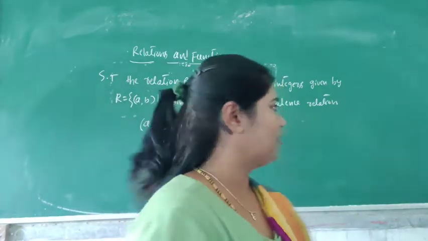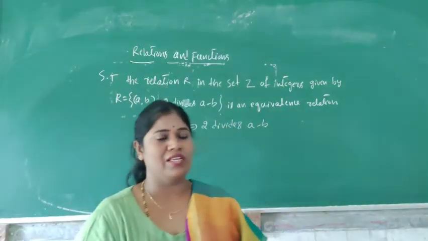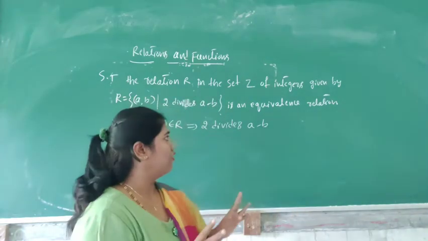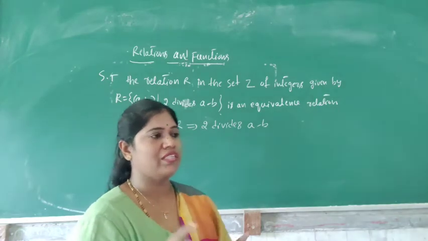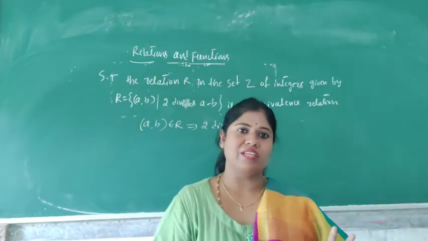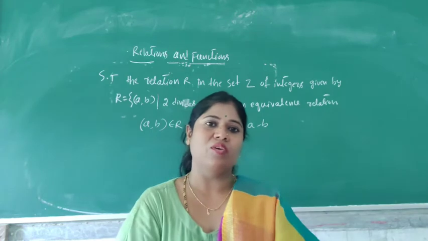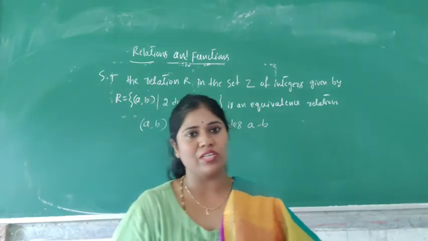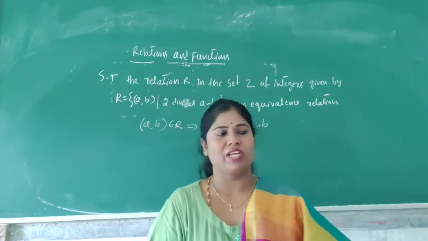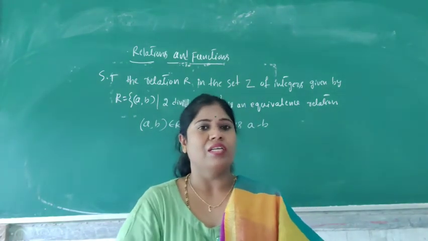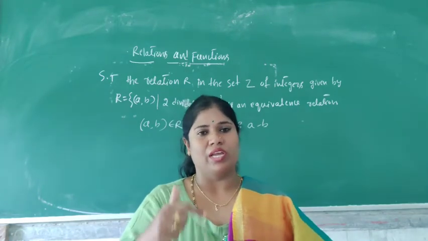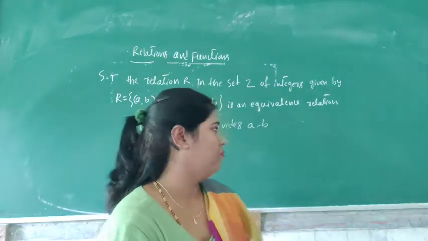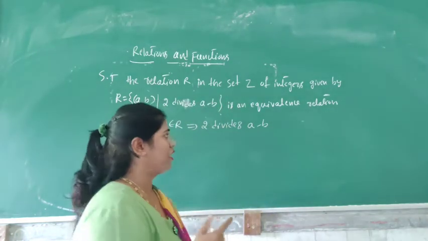What is an equivalence relation? If the relation is reflexive, symmetric and transitive, then only it is called an equivalence relation. All three conditions must be satisfied. In the previous class we discussed what a reflexive relation is. A relation R is said to be reflexive if (a, a) belongs to R, then it is called a reflexive relation.